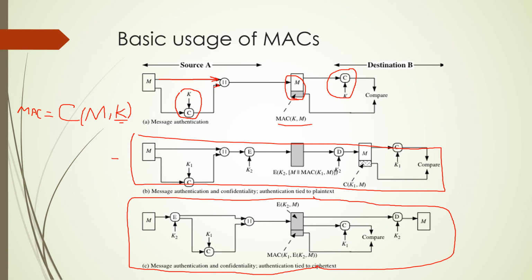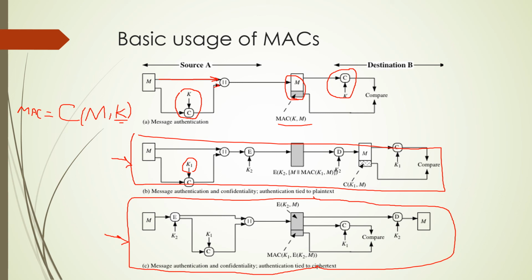In the first approach, when we tie the authentication to the plain text, that means first we find the MAC, the message authentication code, and then we do the encryption. On the receiving side, we first do the decryption, then we compare the MAC with the digest of the message. In the second approach, we first do encryption, then we calculate the MAC on the sender side, and on the receiving side, we first calculate the MAC and do the comparison, and then we do the decryption.